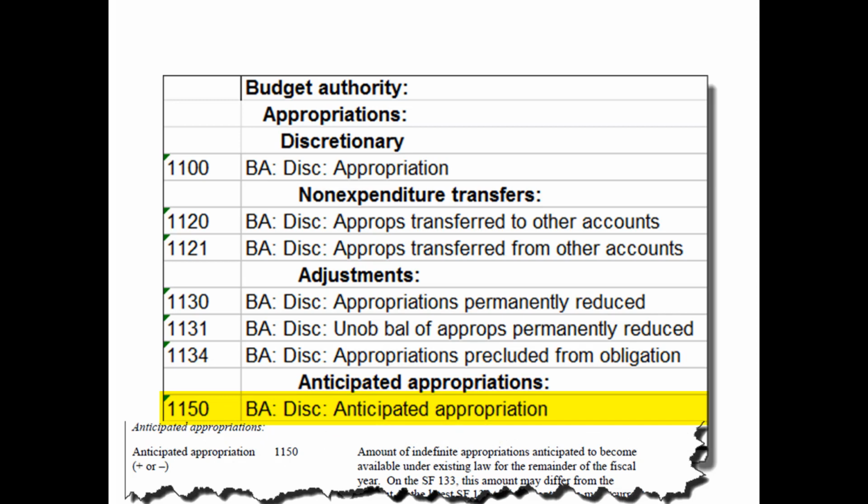Line 1150 is used to reflect the amount of indefinite appropriations anticipated to become available under existing law for the remainder of the fiscal year. You won't see this line used very much. There is only one HHS account that has discretionary indefinite appropriations. The HHS accrual contribution to the Uniformed Services Retiree Health Fund.